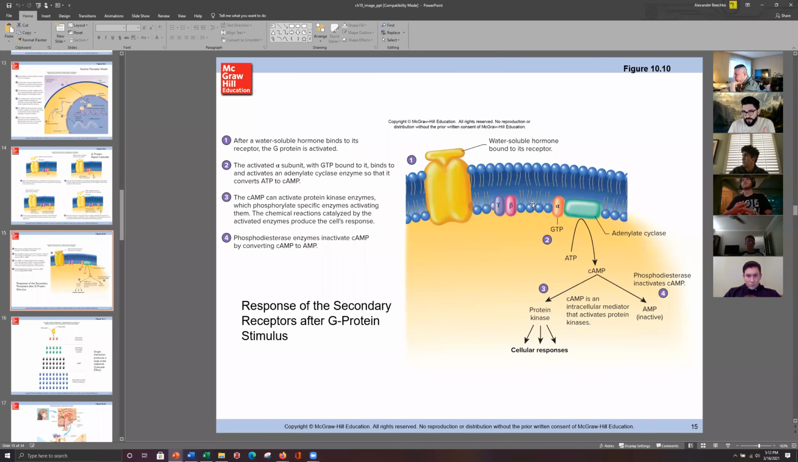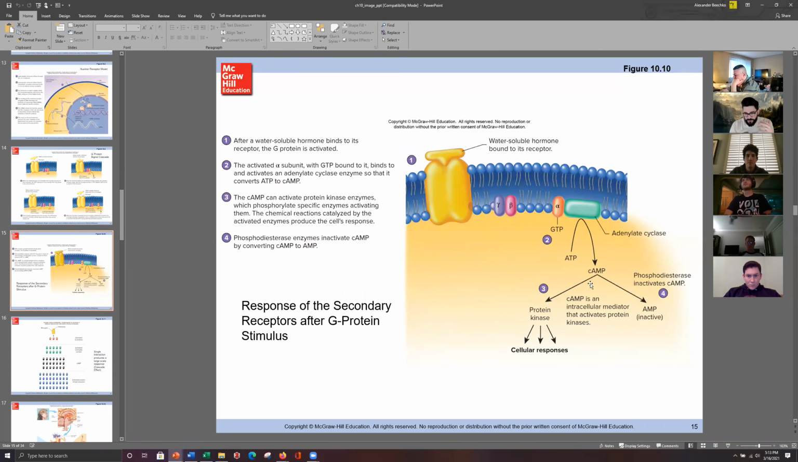Once they're activated, each of these alpha subunits will dissociate from those proteins and then activate a secondary signaling molecule, or an enzyme that creates them, called adenylate cyclase. And again, so we can have much more widespread responses here. So this adenylate cyclase will convert ATP into cyclic AMP, or cAMP. So this cAMP molecule is important because it acts, like I said, as a secondary signaling molecule.